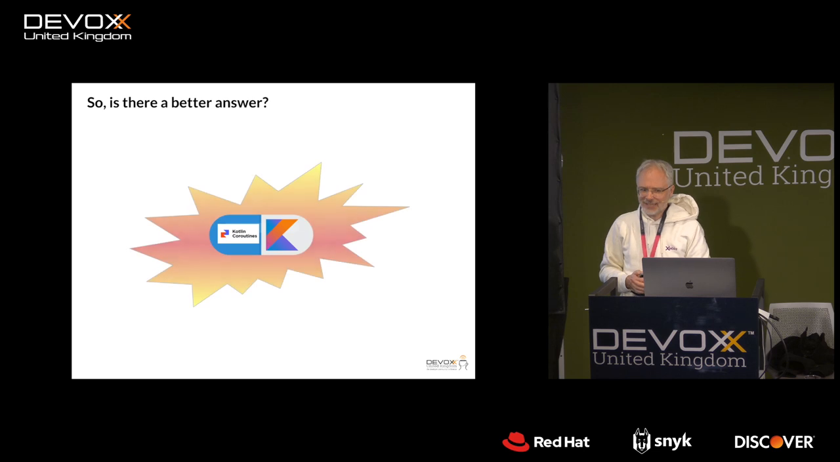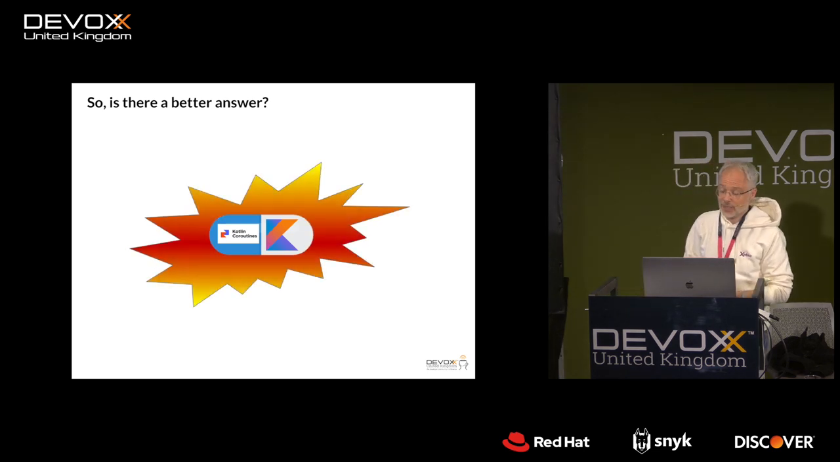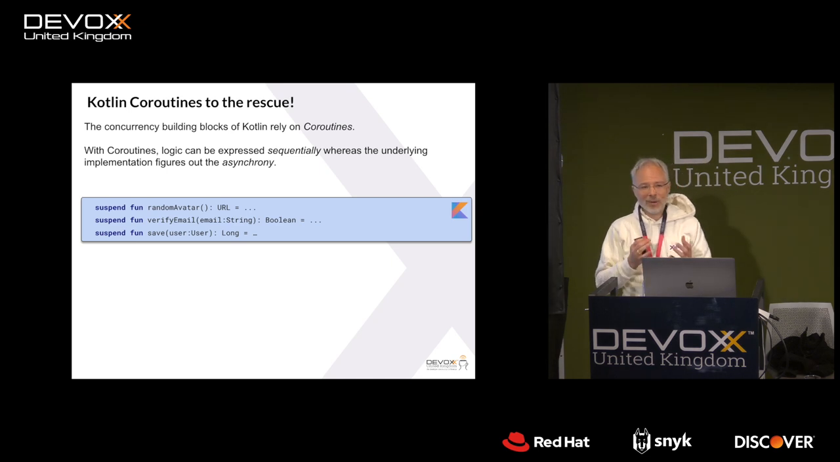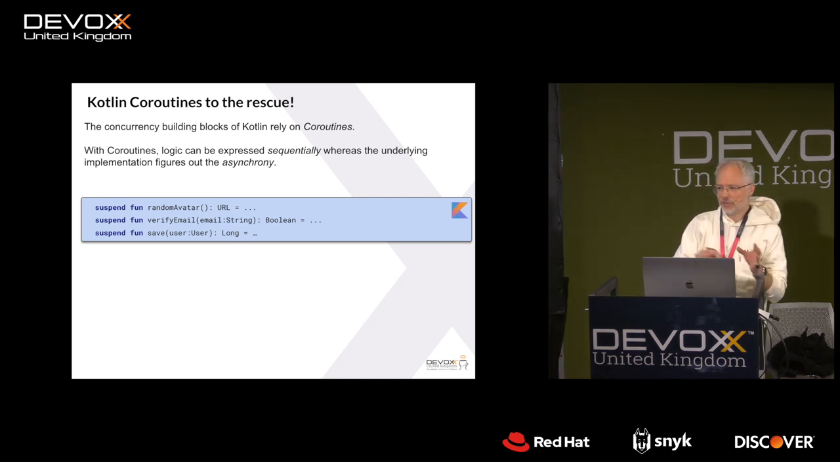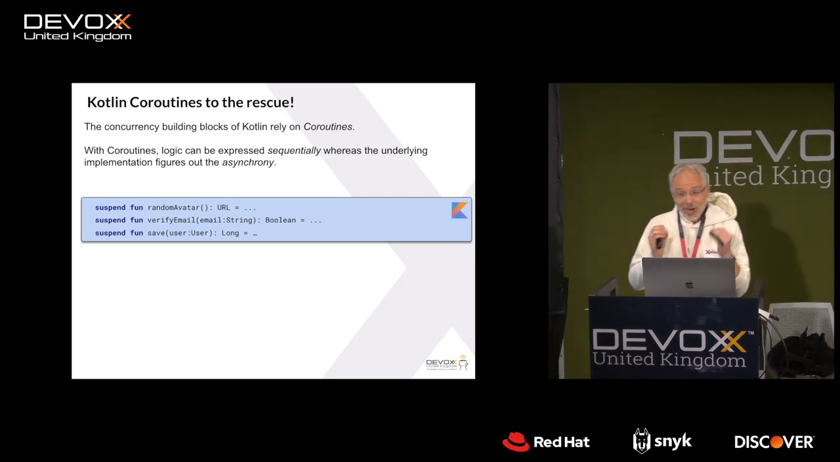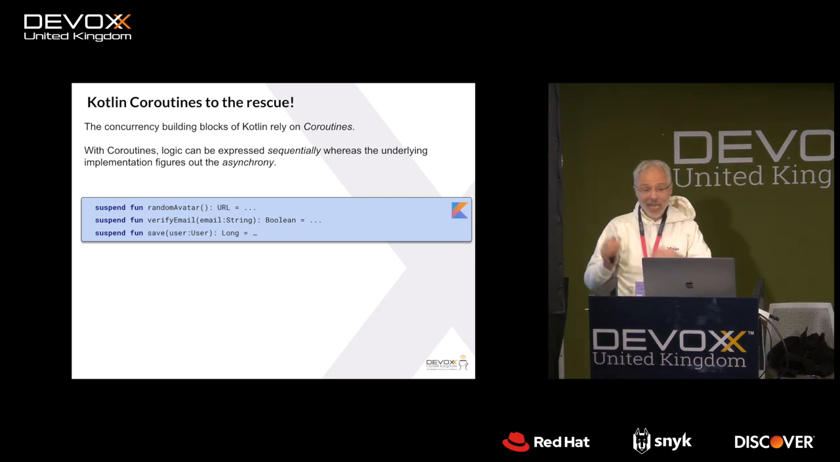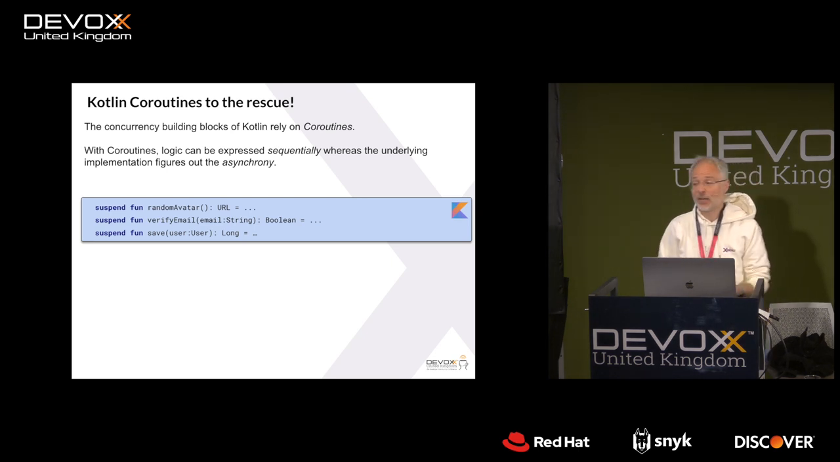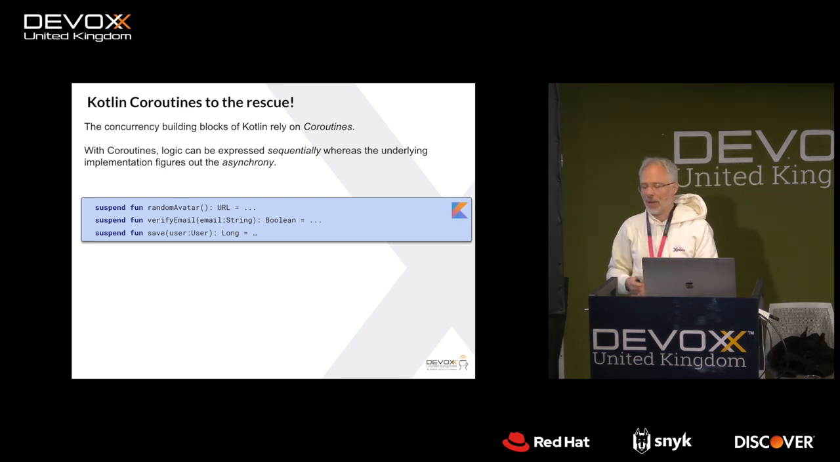I dare to say yes, there is a pill against this, which is Kotlin coroutines. What are coroutines? Coroutines are basically the combination of the best of two worlds. It allows us to express our logic sequentially, like we did in our blocking case, and then the runtime would figure out the asynchrony by itself. So the asynchrony is something we do not have to care about anymore with mostly map or flat map kind of operations.